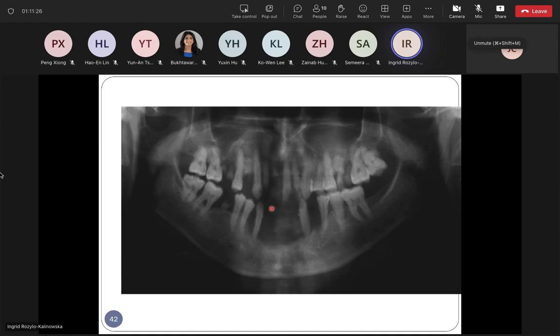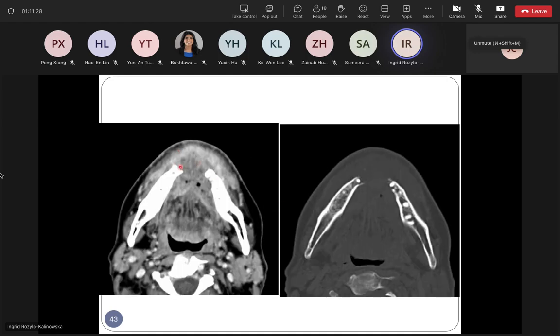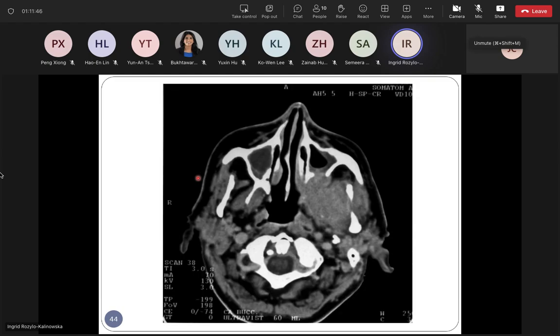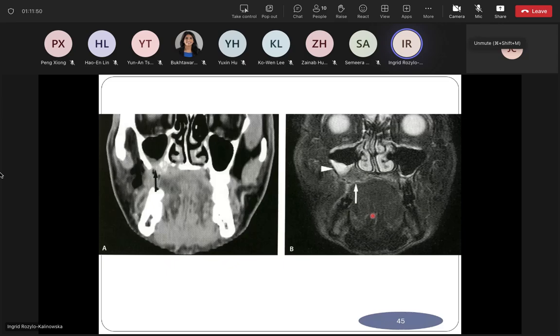So this is a CT, the destruction of a bone in the anterior mandible, and there is a very large lesion in soft tissues, enhancing mostly on the periphery with no enhancement inside, corresponding to necrosis. So we've got a lot of cases, unfortunately, of squamous cell carcinoma.